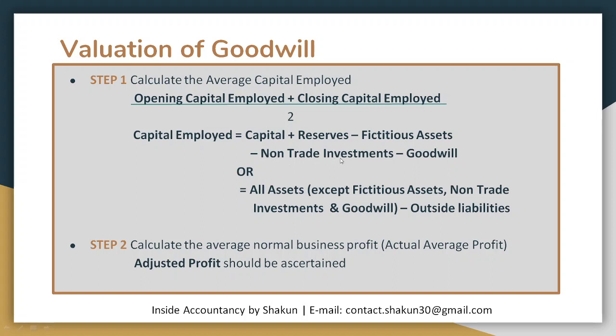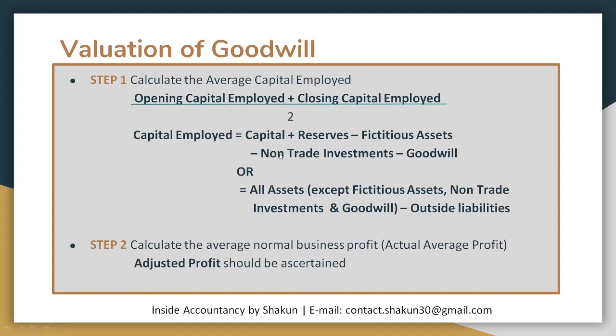Then the non-trade investments have to be subtracted. Non-trade investments are those which are made in order to earn income. For example, any investment in shares or debentures or other securities. Also, the value of goodwill has to be subtracted. So, capital plus reserves minus fictitious assets minus non-trade investments minus goodwill gives you the capital employed through the liability approach.